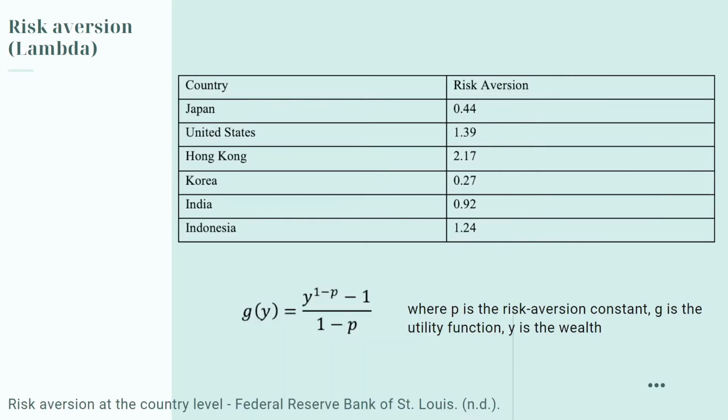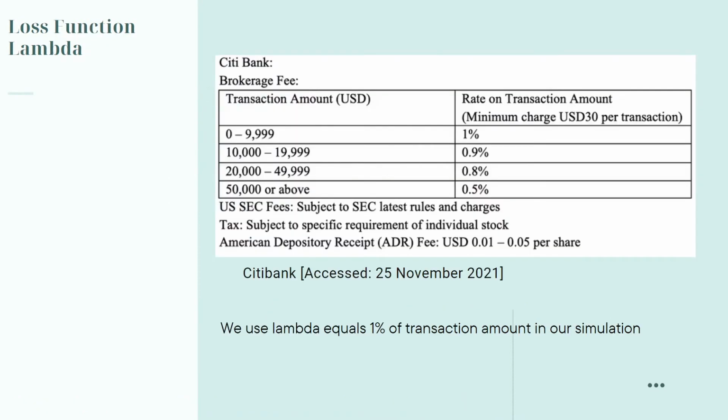This following table is the simple summary of the numerical value of the risk aversion that we got from the Federal Reserve Bank. Next, we have the loss function lambda, for which we use a 1% loss function based on the data accessed from Citibank for the implementation of this project because we believe that it represents a global reach and is thus fitting for our project.